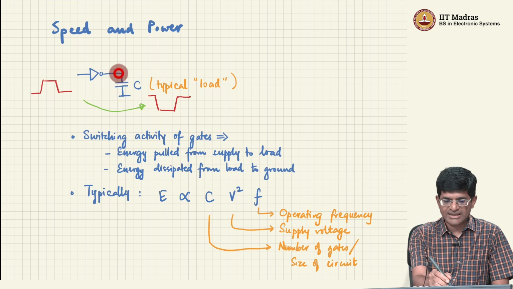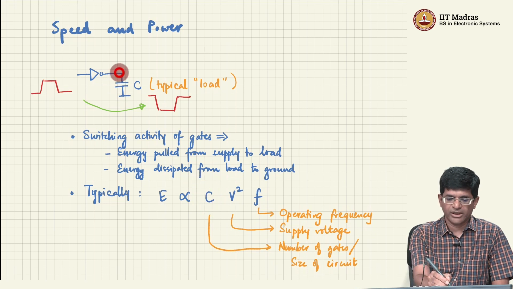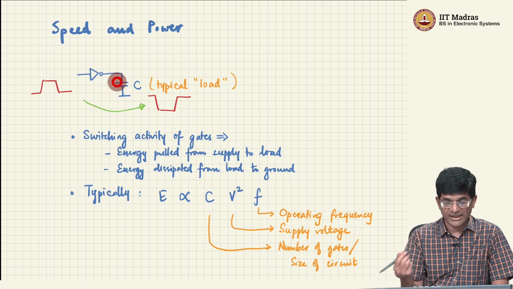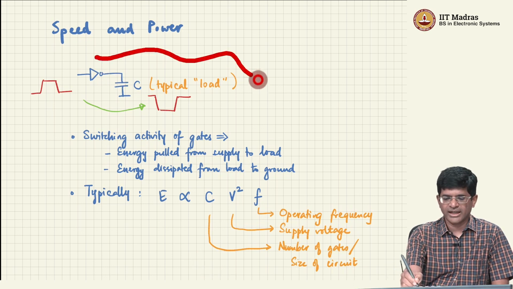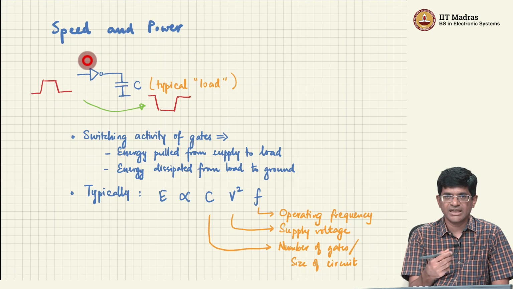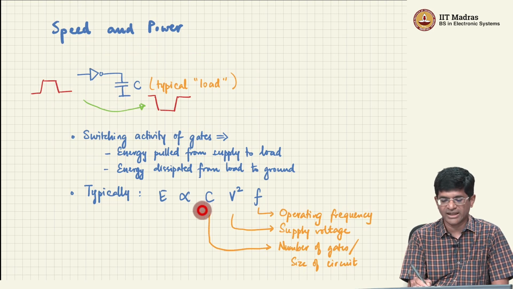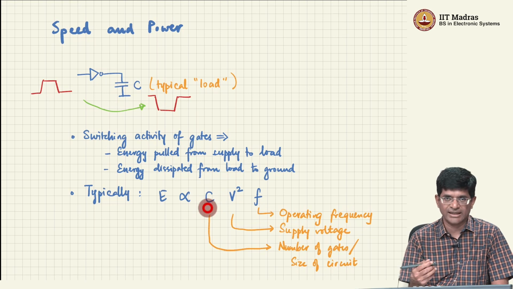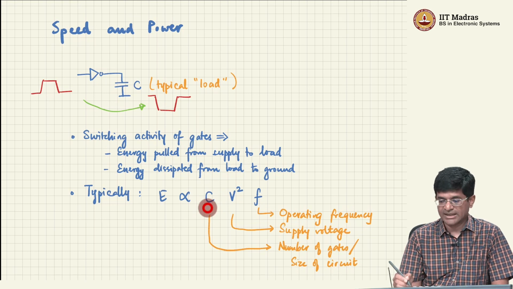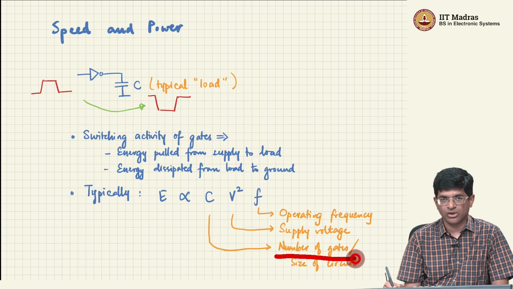And lastly, this C that I have talked about over here is just one particular capacitance, which is the load on this particular gate. In reality, it is all the gates that are present in my circuit. Each and every one of them is connected to some load, which in turn looks like a capacitance. So effectively I need to add up the capacitances across the entire system, meaning that a large circuit with a large number of gates will essentially consume more power.